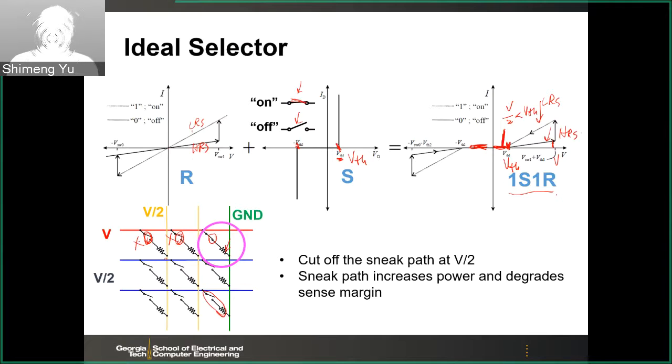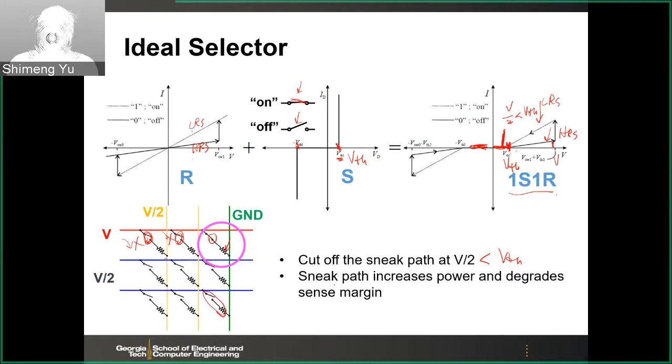You don't have a sneak path anymore for those half selected cells because it's cut off below the threshold. So we want to cut off the sneak path at the V over 2, if the V over 2 is smaller than the threshold voltage of this selector.